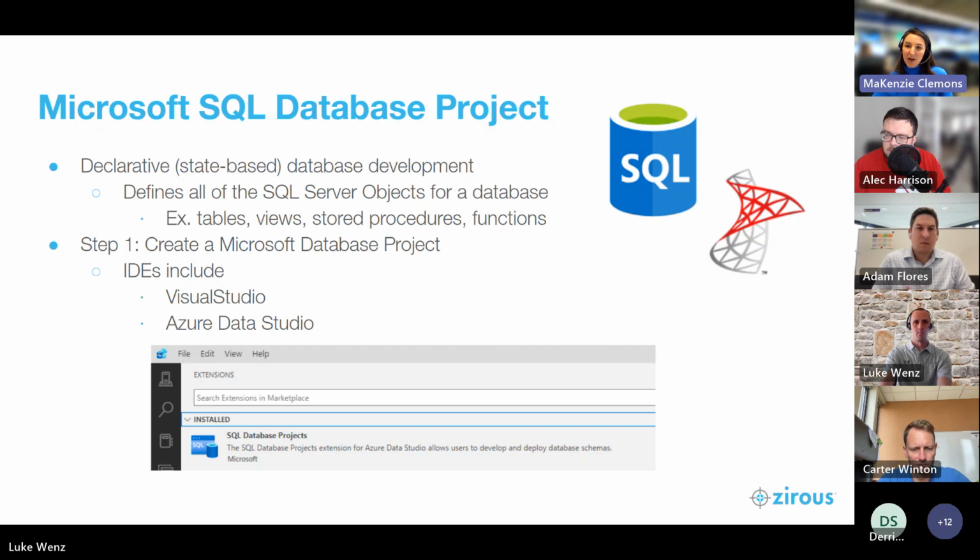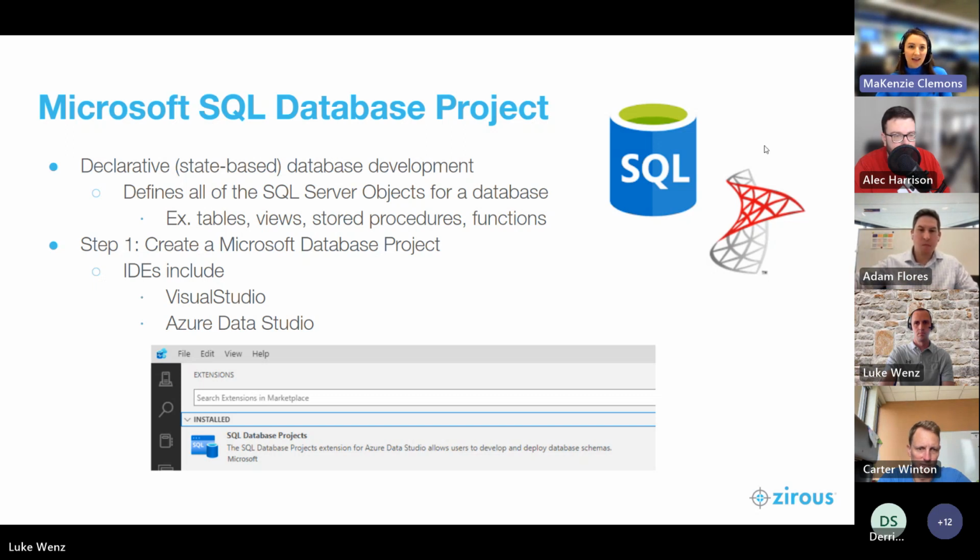The first step in creating this DACPAC artifact is to create a Microsoft database project. IDEs that you can do this in include Visual Studio, or we've been really liking Azure Data Studio. That's the snippet you see at the bottom of your screen here, and you'll see that a bit more in our demo. That SQL Database Project extension creates a SQL Project XML file that defines this database project, and then we'll see the SQL files that are part of the project.